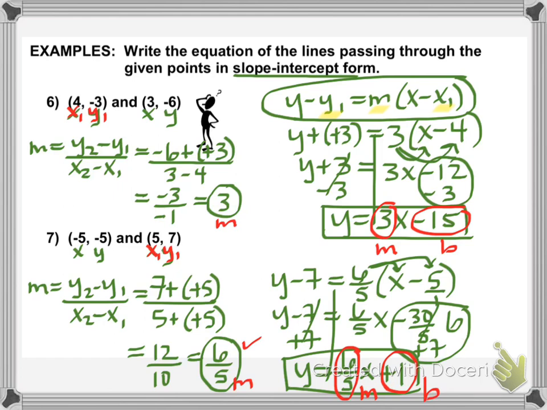Now remember, if instead of 5 and 7 for my x1 and y1, I had used -5 and -5, my equation here would look different, but down here it would look the same. So go ahead and try it if you don't believe me. If you're getting something different, then maybe there's a problem with your negative or your multiplying, so I can help you there.